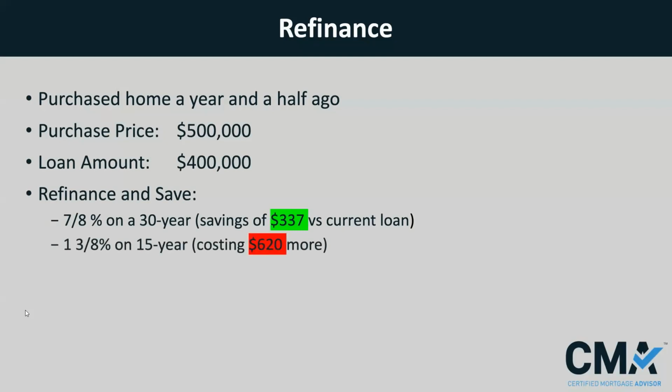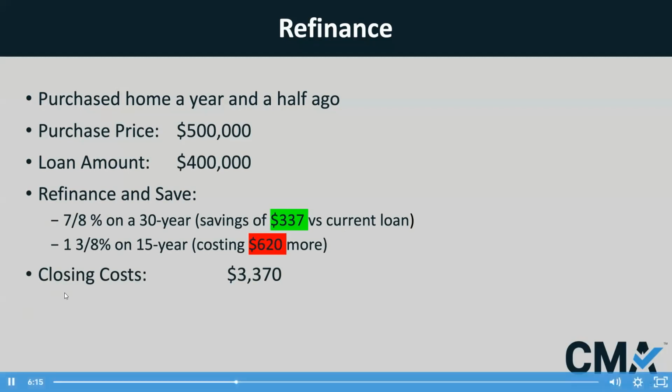That's going to save them even more money, 1 3/8% in rate, but because the term is shorter, it's 15 years, they're going to now pay an additional $620 a month, more than what they're spending right now. So if the closing costs were $3,370, and they were looking at that 30-year fix and said, I'm going to save $337, you're probably pretty good at math. You could do some in your head here.